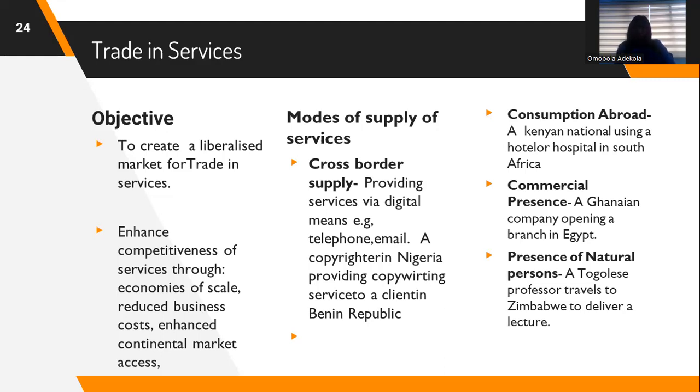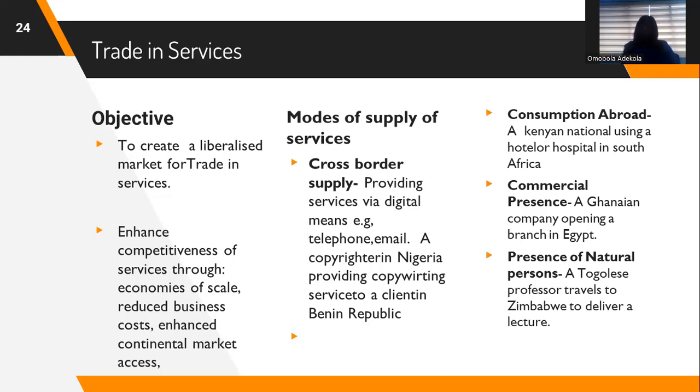So, modes of services supply. They are under international trade. There are four modes of supply of services. We have the cross-border supply of services. We have consumption abroad. We have commercial presence. We have presence of natural persons.